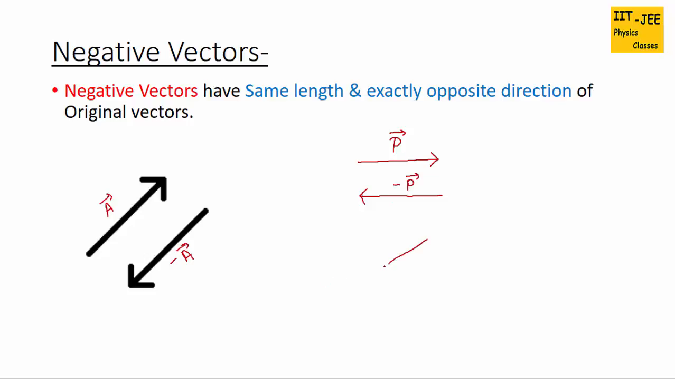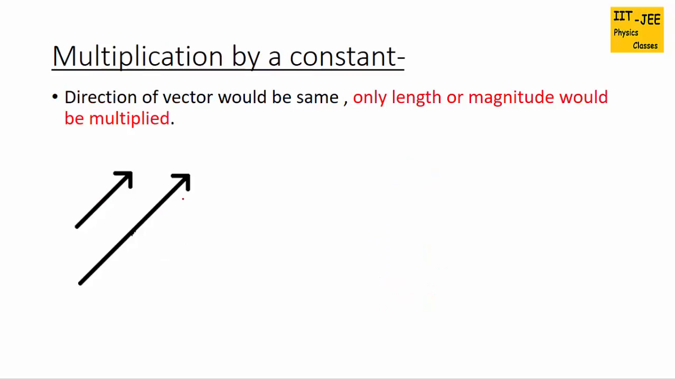Here is another example. Suppose this is vector Q and we want to draw a minus Q or negative Q vector. For that we will draw a parallel vector to Q and we will draw the arrow at the opposite end here. This would be the minus Q.